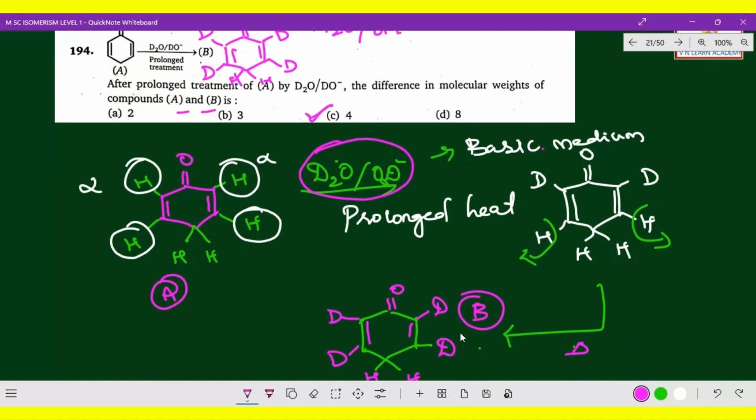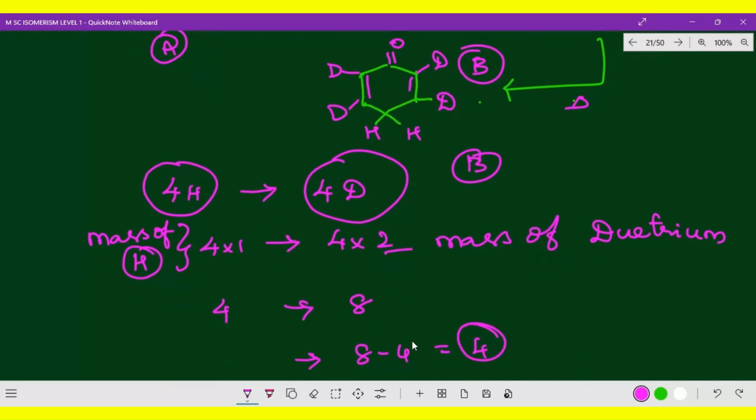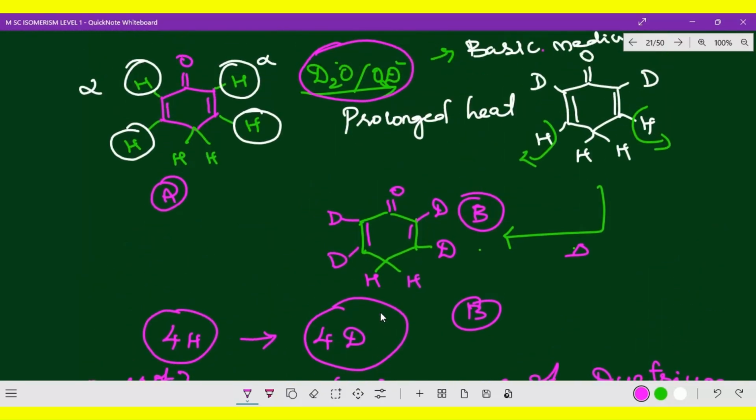Here I think I have given a clear idea about how to go about it. 4 hydrogens are there, 4 deuteriums are there. The mass of hydrogen is 1, and the mass of deuterium is 2. So 4 into 2 means 8. From that, what is the difference? 4. I hope you got a clear idea about this question.